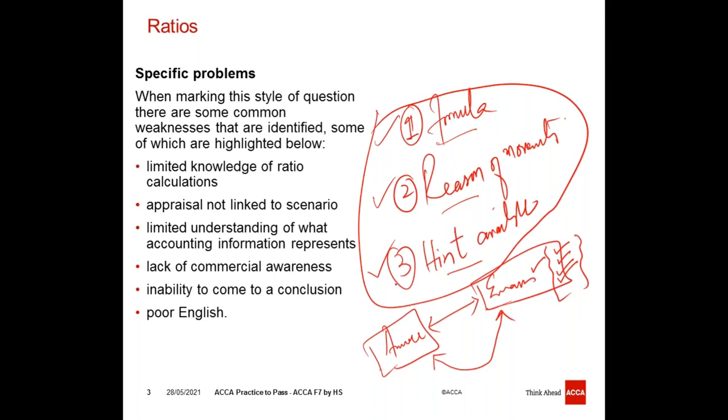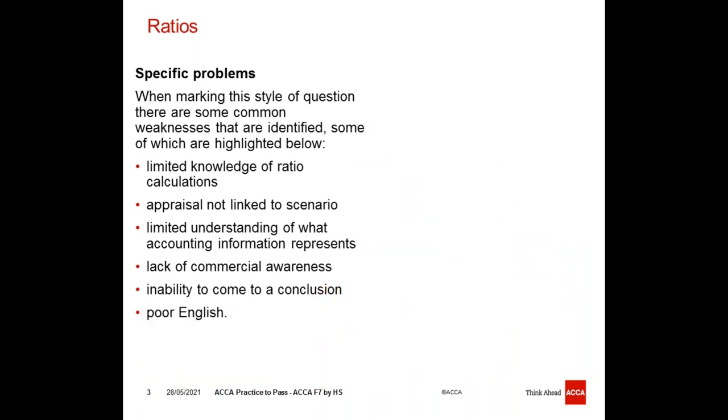Secondly, it's not possible that your answer and the exam kit answer will be 100% matched. It's not a number game. Like, you have calculated goodwill having a value of 10,000, and when you go back and check the answer, it will be 10,000. You are used to matching the 100% answer, but for ratios questions, it's not possible. So here are some issues that were identified by the examiner. The first one is limited knowledge of ratio calculation. Appraisal not linked to the scenario, which means the hint was not incorporated. Limited understanding of what accounting information represents.